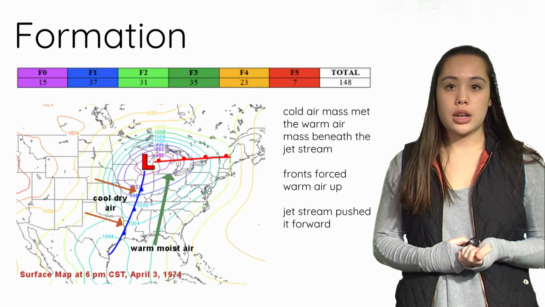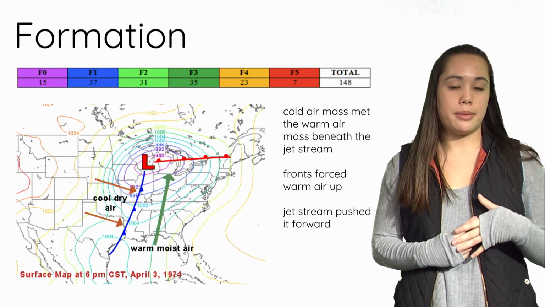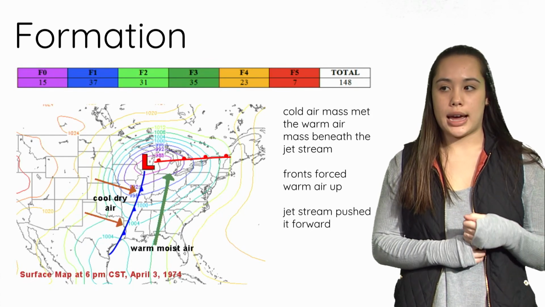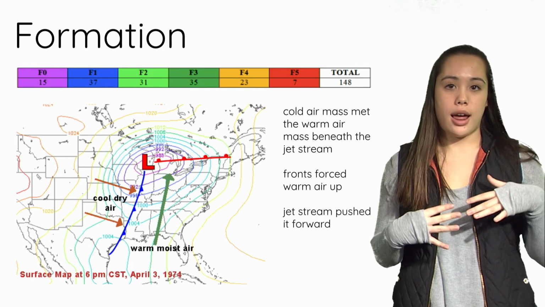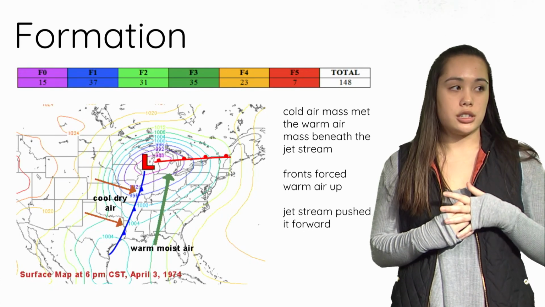How it formed: a continental polar air mass came down from Canada, and at the same time a maritime tropical air mass came up from the Gulf, and they both met right underneath the jet stream, and the jet stream was really intense during this time.